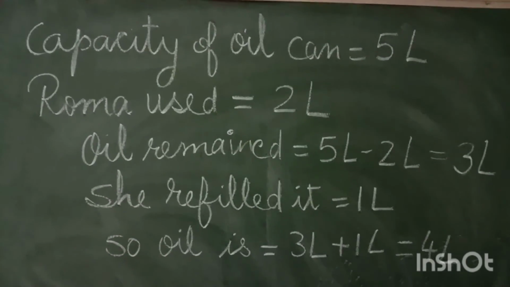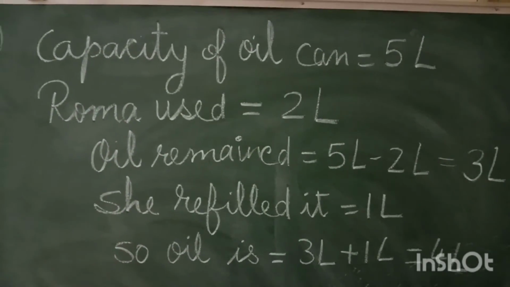An oil can has a capacity of 5 liters. Roma used 2 liters out of this. How much is remaining? 5 minus 2, 3. Then she added 1 liter more. Now how much? 3 plus 1, 4. Now the can has 4 liters. So I am going to solve this on the blackboard. It is different. So let us wait for the solution. It is a very tricky question. You can just do it on fingers.